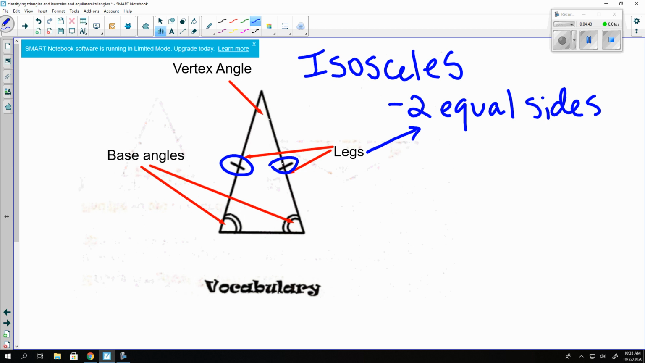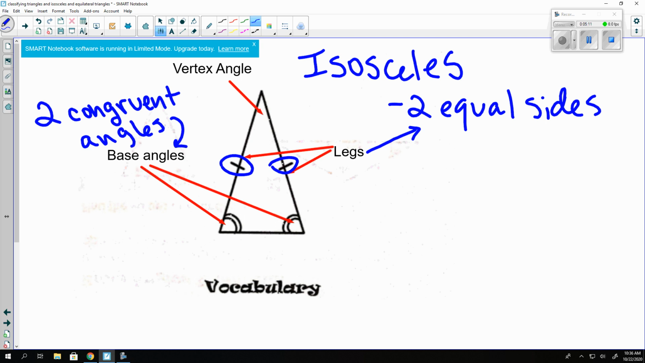And then you have these two angles here at the bottom. Those are congruent. Those are called your base angles. So your base angles are the two congruent angles. So in order for a triangle to be isosceles, you're going to have two equal sides, which means that you have two equal angles.